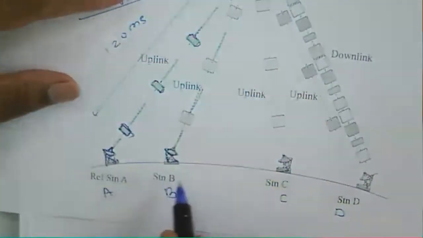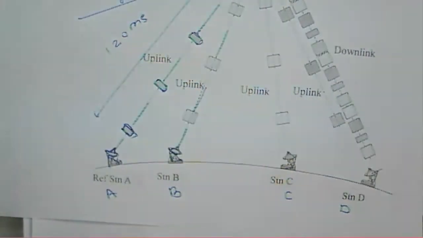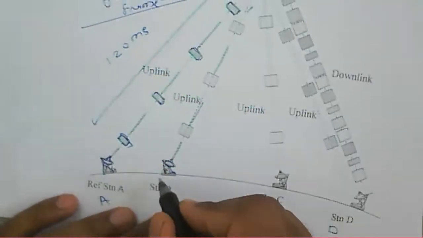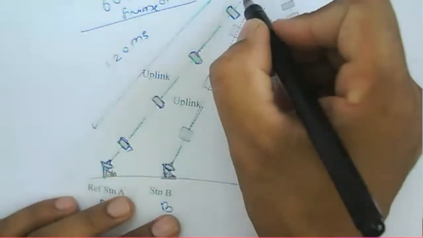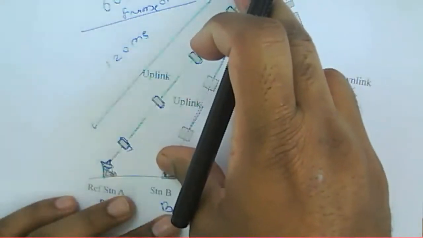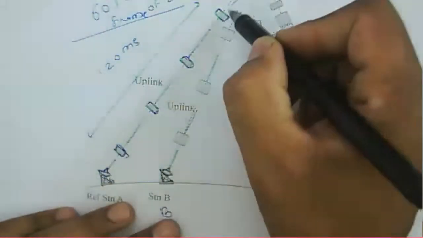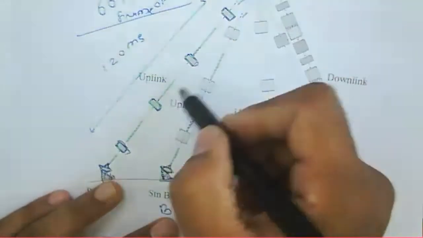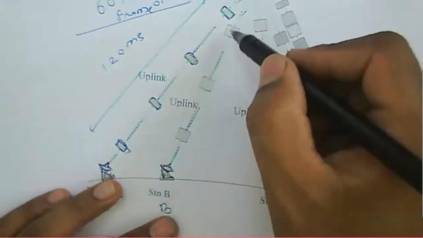So due to the different location of this station, data transmitted to the satellite will arrive at this satellite with a delay, and that will arrive at different times, because the delay depends upon the range. Range means what? The distance from the earth station to the satellite. So different earth stations have different distances, so that's why the delay will be different.